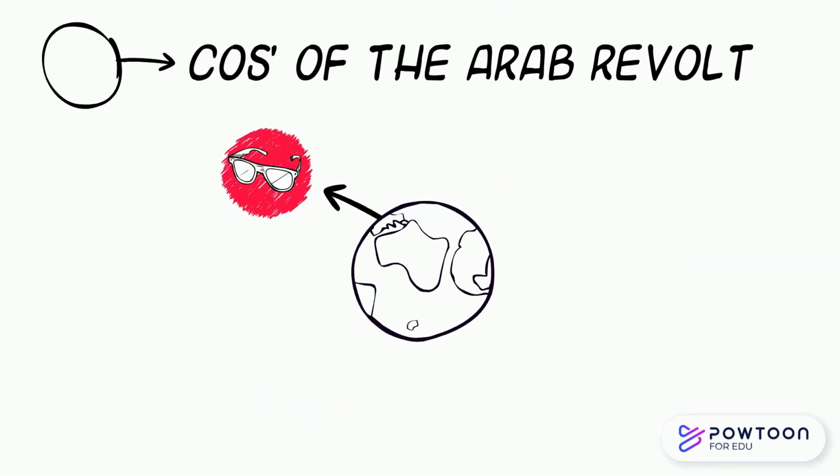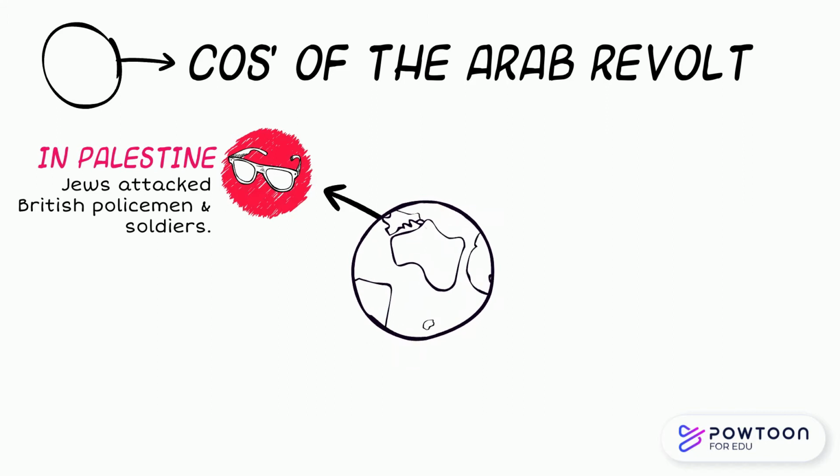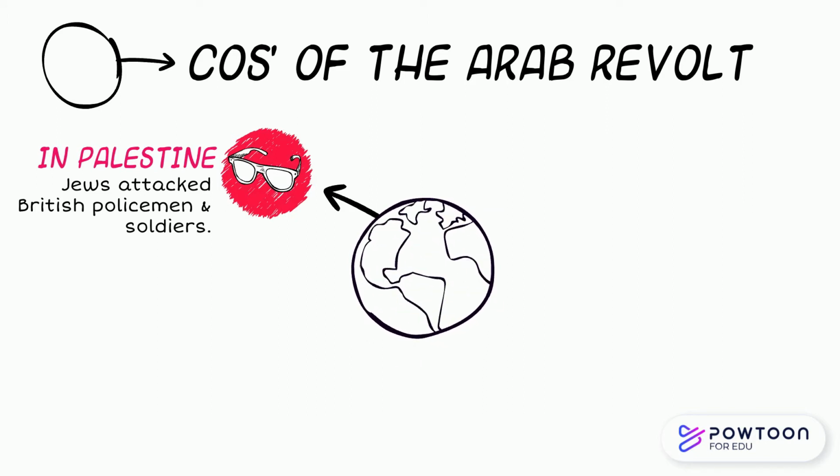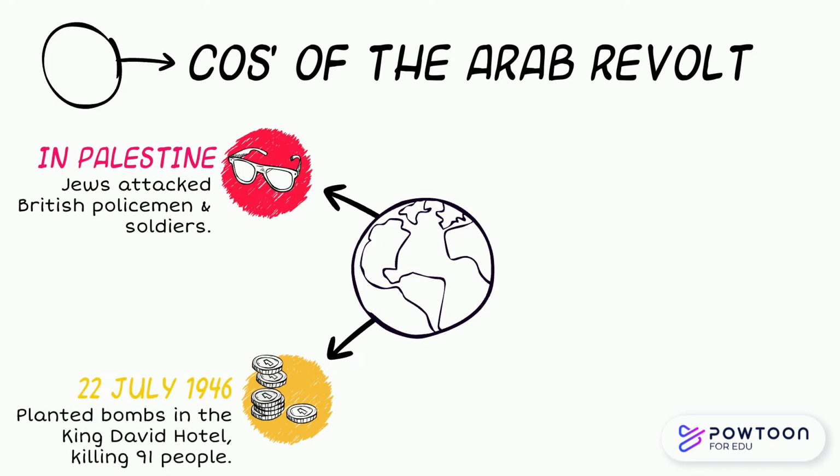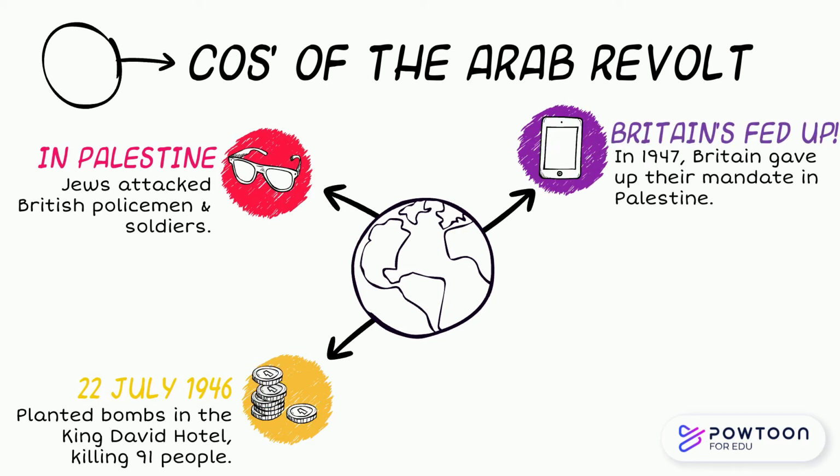In Palestine, groups of Jews attacked British policemen and soldiers because the British would not allow Jews to have Palestine as their state. A major terrorist attack happened on 22nd July 1946 when Jewish terrorists planted bombs in the British military headquarters in the King David Hotel in Jerusalem, killing 91 people. In 1947, the British had enough. They decided to give up their mandate in Palestine because of the increasing cost and the loss of British lives.